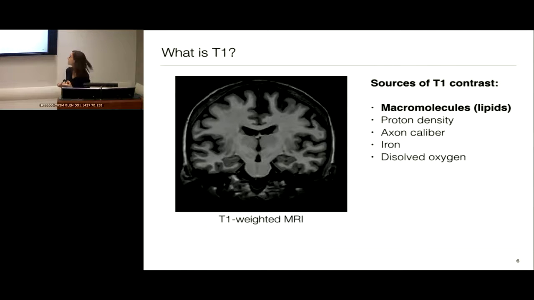But there are other things that contribute. So proton density. So just how many protons are there that are contributing to the signal. So this means that, for example, you'll be very sensitive to edema. Axon caliber, this is something that people don't realize, but you're actually looking mainly at the protons that are on the outer sheath of the myelin, so you're really sensitive to axon caliber. Iron also contributes, as well as dissolved oxygen in the tissue. So I guess the message here is that T1 is actually sensitive to the myelin content in your tissue, but it's definitely not a specific measure.